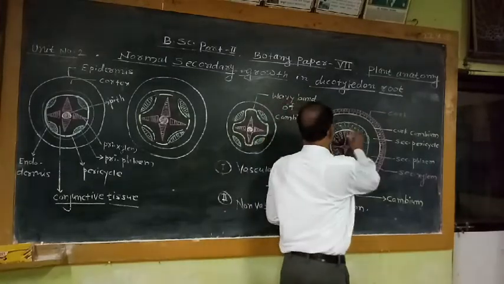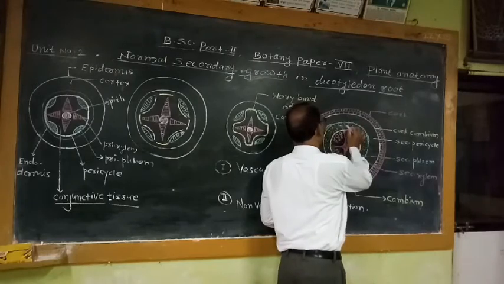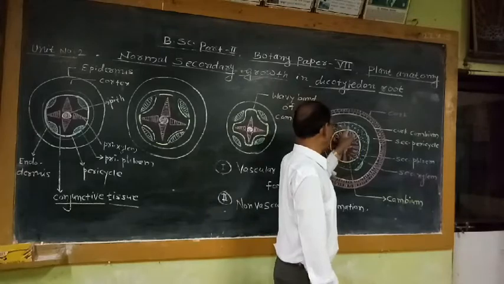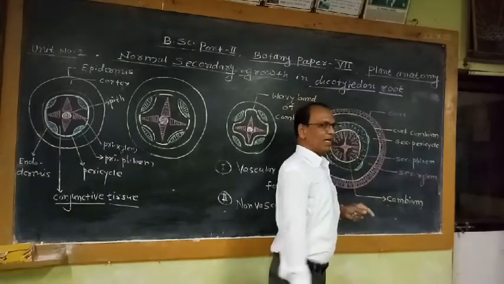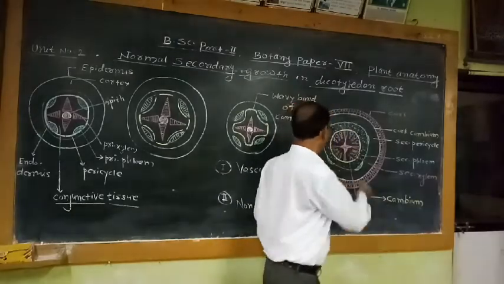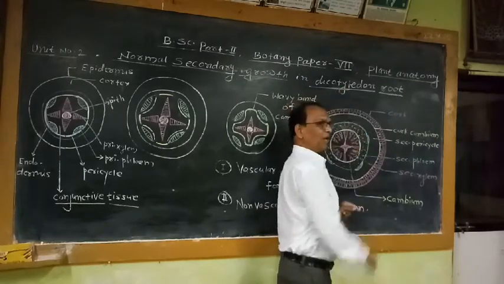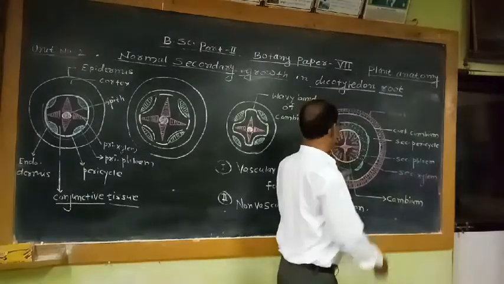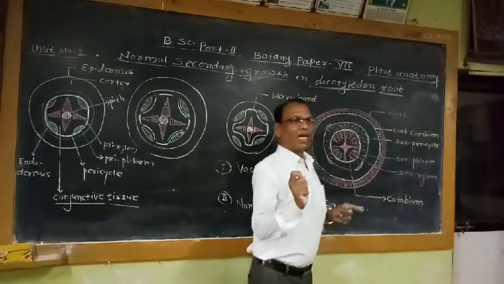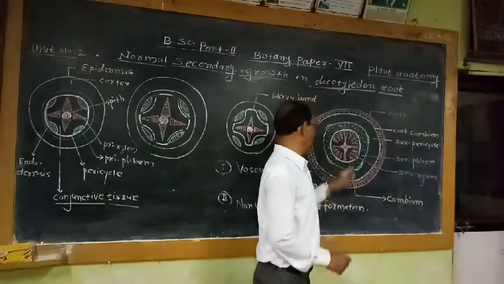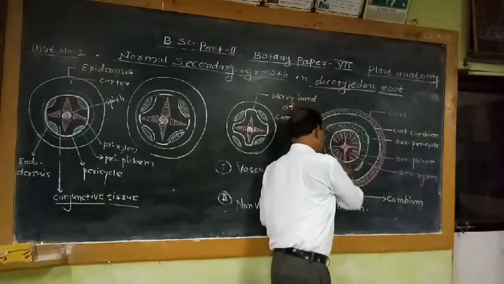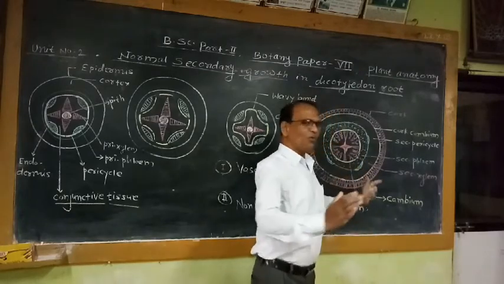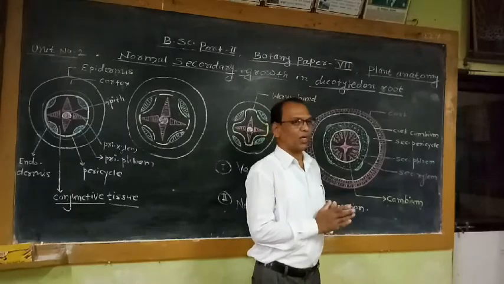Then radiating rows of elongated cells are produced from this primary xylem. They are known as medullary rays. That means this primary phloem is pushed towards the periphery, primary xylem is pushed towards the center, and it shows a star-like appearance or four radiating rings, when this cambium is responsible for addition of secondary xylem and secondary phloem. So due to addition of secondary xylem and secondary phloem at the central portion, what happens?